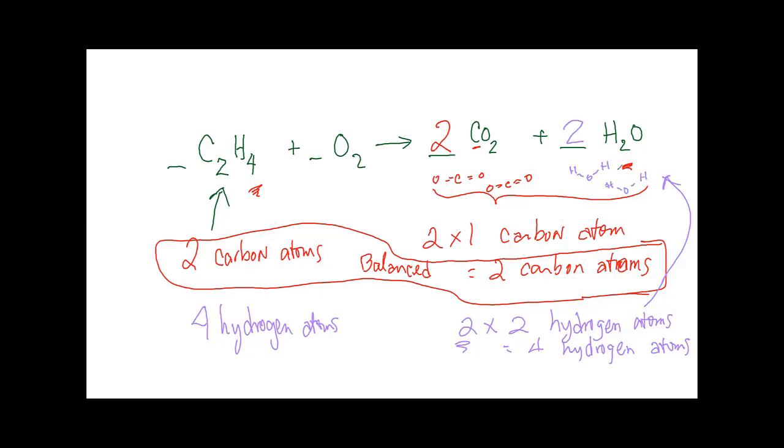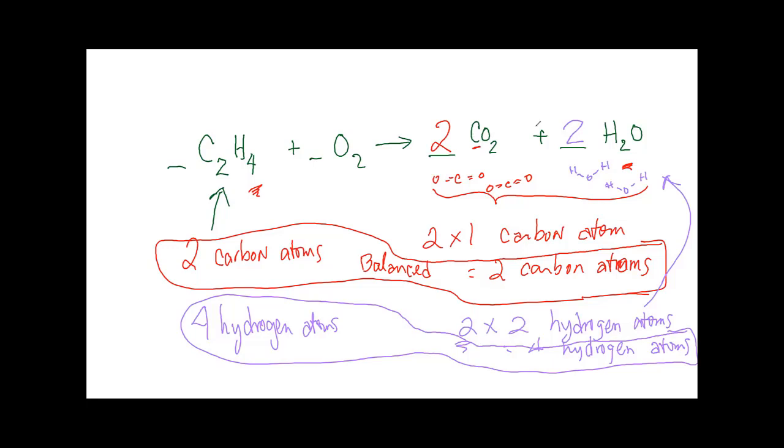And that's a total of 4 hydrogens. 1, 2, 3, 4 hydrogens, which is exactly what we want. We can say now this is balanced. Okay, all right, so that's the idea. And I think you understand that you just need to look at how many there are in the beginning and multiply until they become equal.